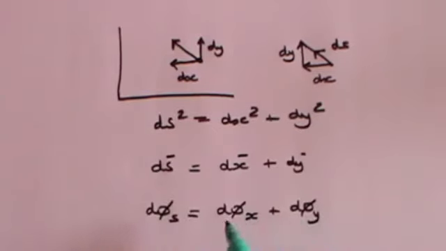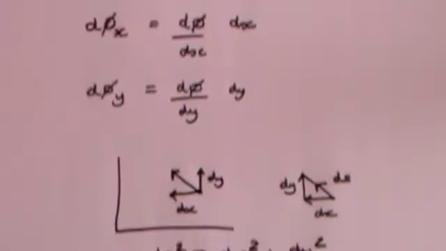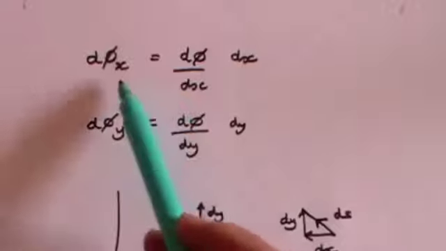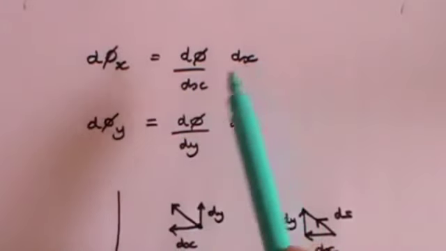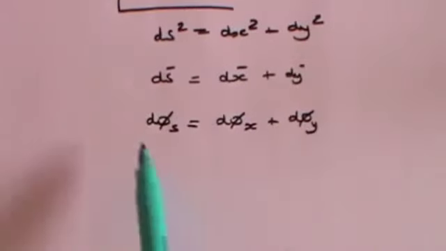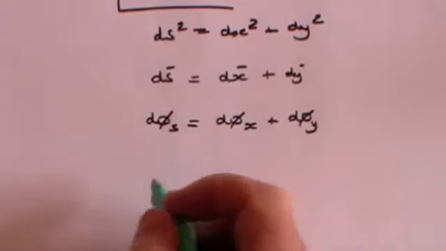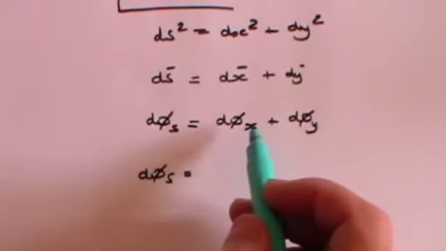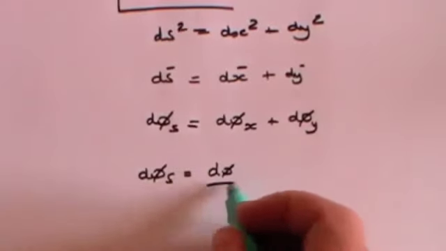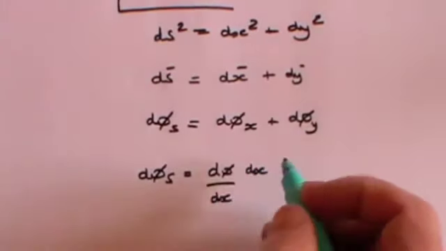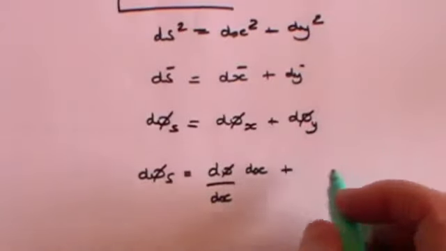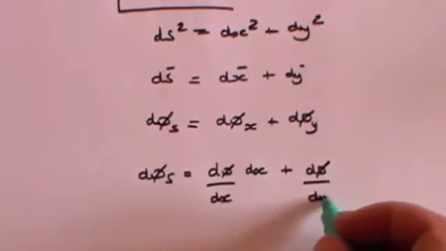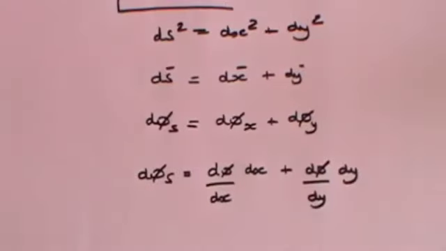But these two terms here, d phi x and d phi y, we calculated up here. That's what these two terms say. So I'm going to substitute these values into this formula here. And that will give me that d phi s is equal to, now for d phi x, I'm going to replace that by the gradient times the distance. And here I'm going to replace this by the gradient, but this time in the y direction, times the distance in the y direction.